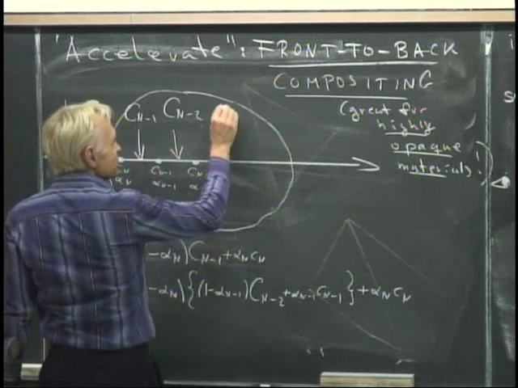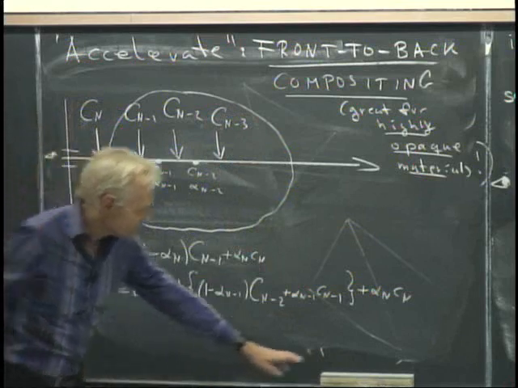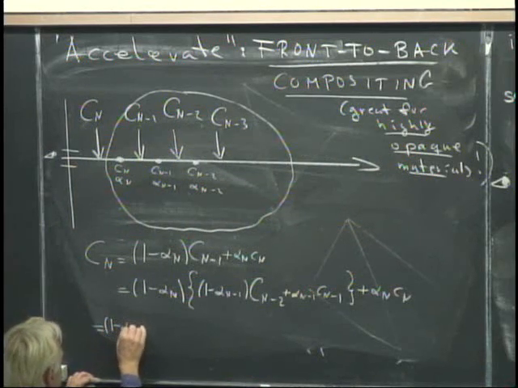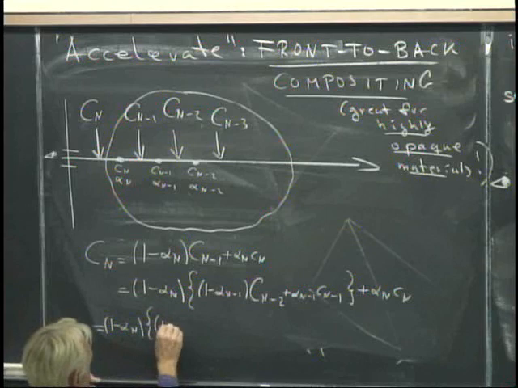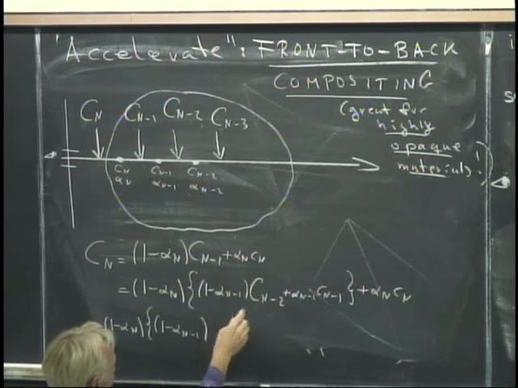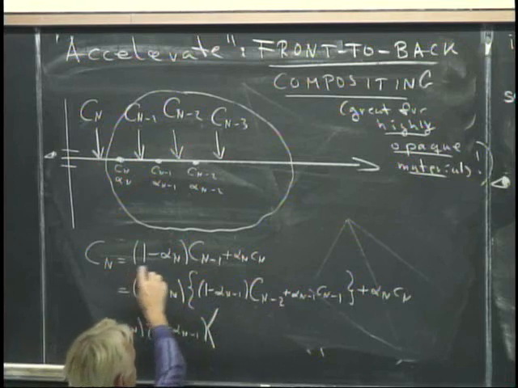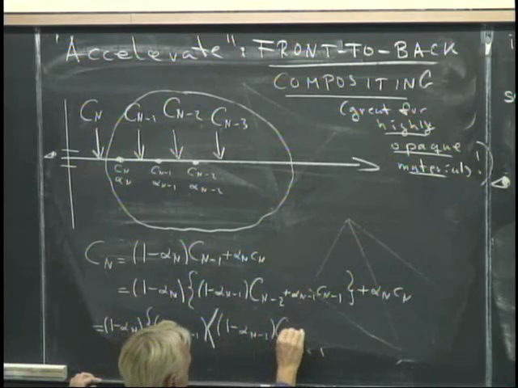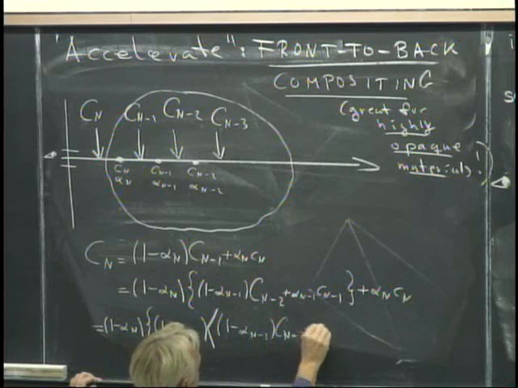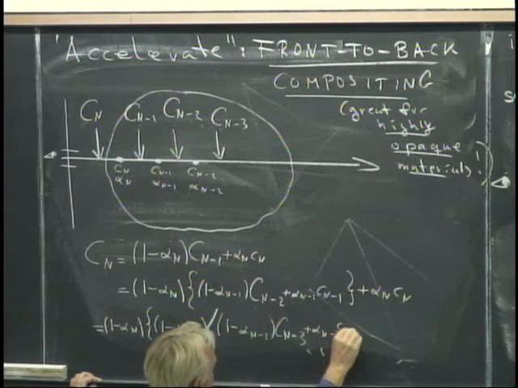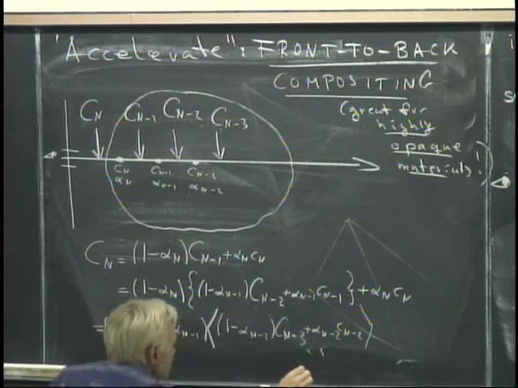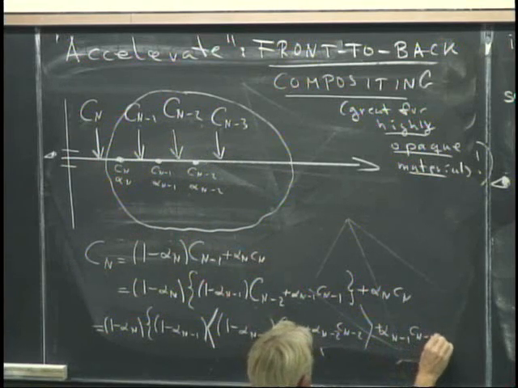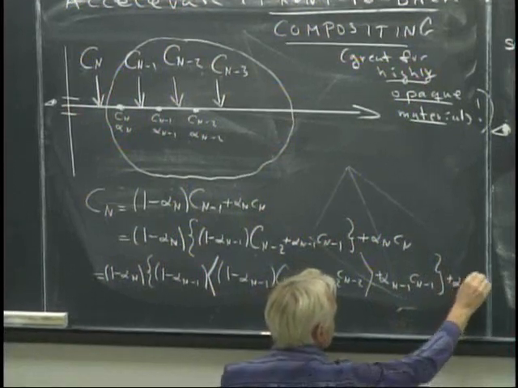And at some point I can probably stop. This is Cn minus 3. So and I will stop after this one. So this one is now 1 minus alpha n times something, 1 minus alpha n minus 1 times, well, now I plug something in for Cn minus 2. The Cn minus 2 expression would read 1 minus alpha n minus 2 times Cn minus 3 plus alpha n minus 2 Cn minus 2, bracket, plus alpha n minus 1, Cn minus 1, bracket, plus alpha n, Cn.